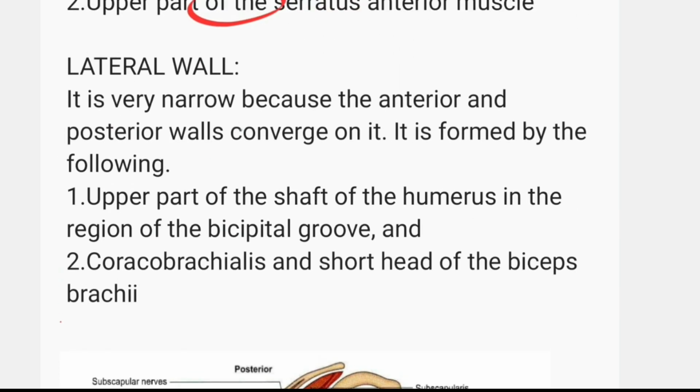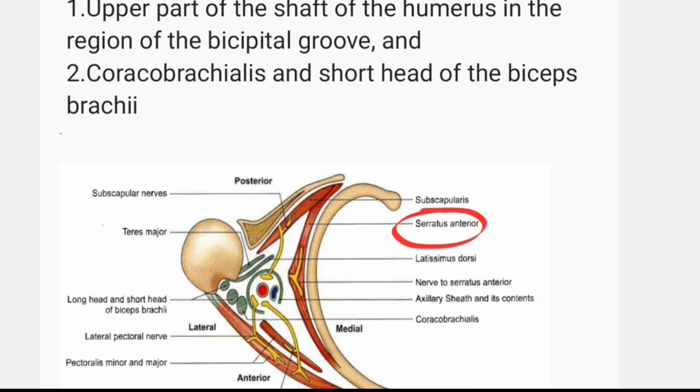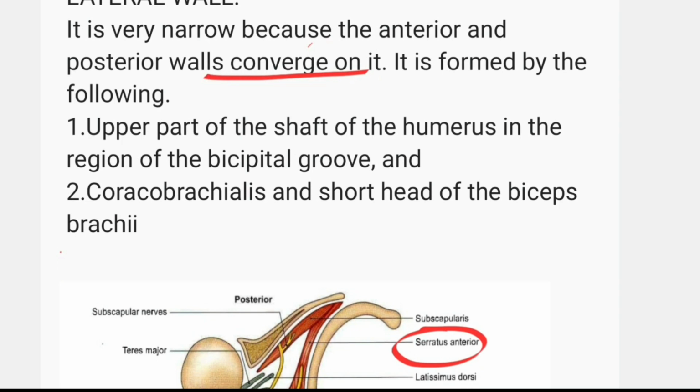The lateral wall is very narrow because the anterior and posterior walls converge on it, and it is formed by the upper part of the shaft of the humerus in the region of the bicipital groove, and coracobrachialis and the short head of biceps brachii muscle. The upper part of the shaft of the humerus contributes to the lateral wall.